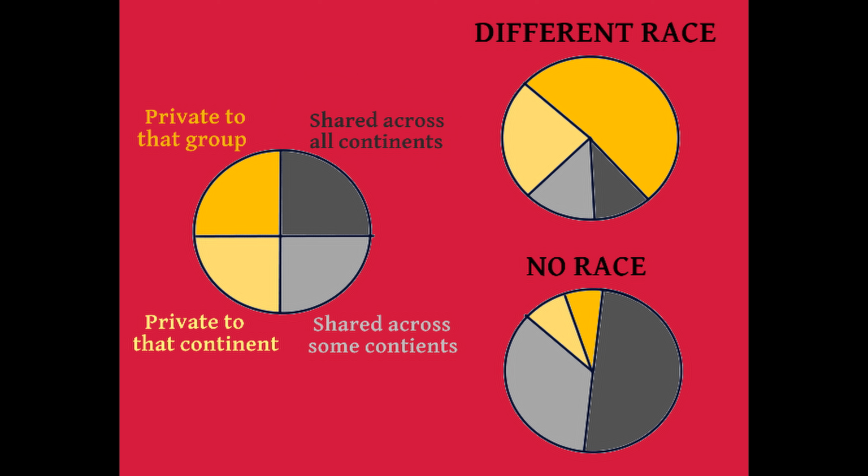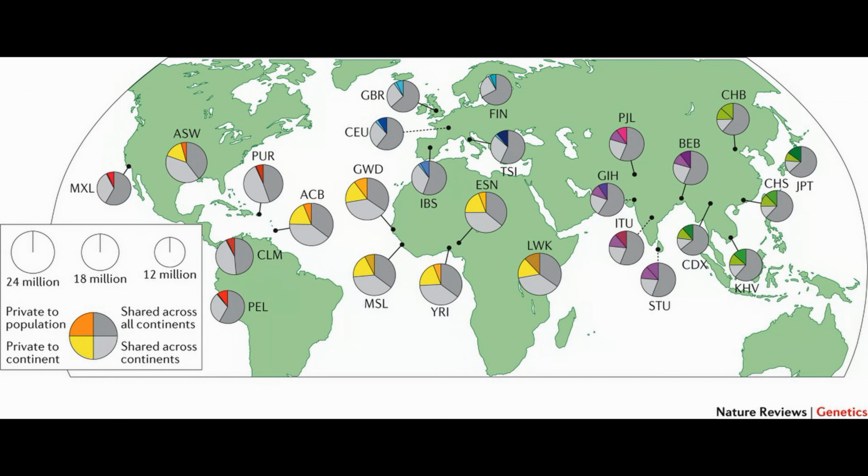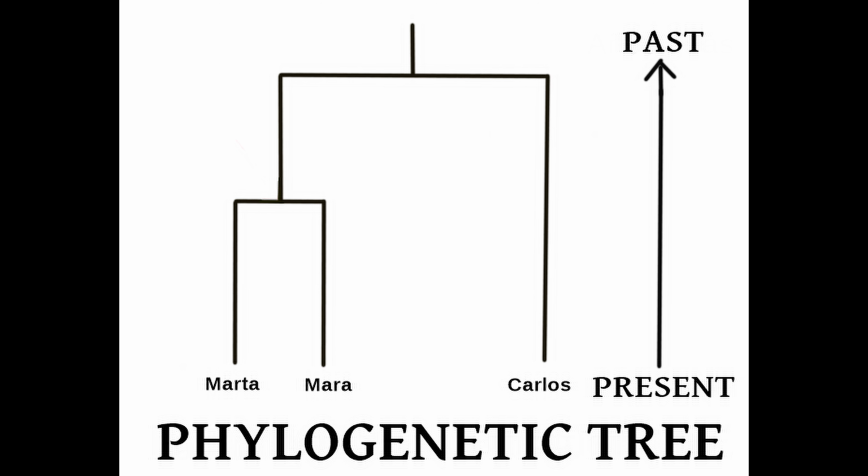What do the actual data tell us? Well, what is seen on the map is that wherever you look, the gray part is larger than the colored one. We are much more genetically similar than different, so they are not human races. I hope I convinced you, but I'll give you more evidence just in case.